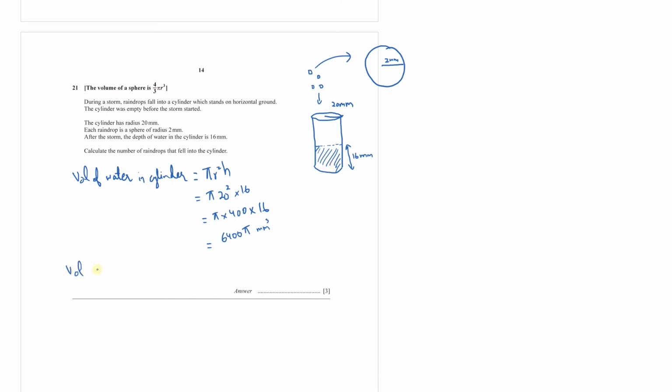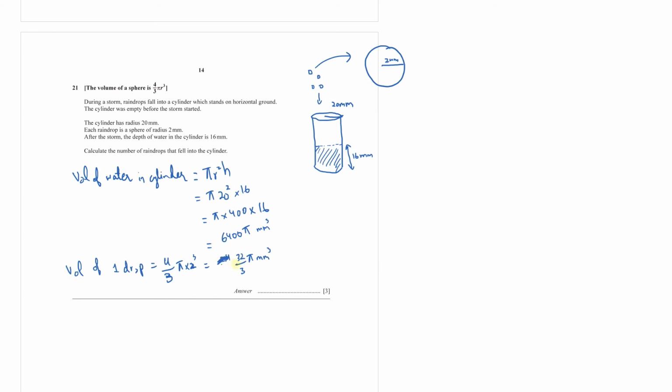So let's calculate the volume of one drop. You're given that it's a sphere, and the formula is 4 by 3 pi r cube, so 4 by 3 pi, and you're given the radius of the raindrop is 2 millimeters. So into 2 cube. So 2 twos are 4, 4 twos are 8, and 8 times 4 is 24. Oh, sorry. This would be 2 twos are 4, 4 twos are 8, and 8 times 4 is 32. 32 by 3 pi millimeter cube.